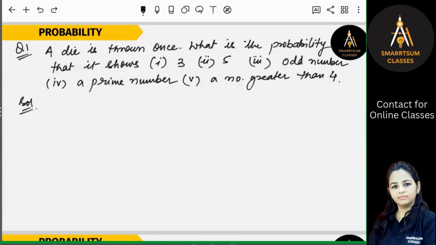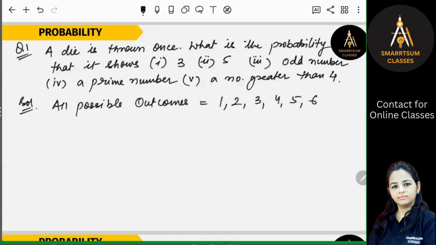The experiment is that a die is thrown, right? Now, very first, we will write down what are the possible outcomes when a die is thrown once. So all possible outcomes will be either 1 or 2 or 3 or 4, 5 or 6, because there are 6 numbers on the die, right? There are 6 faces, 1 number on each face. So the possible outcomes are 1, 2, 3, 4, 5, and 6, right?